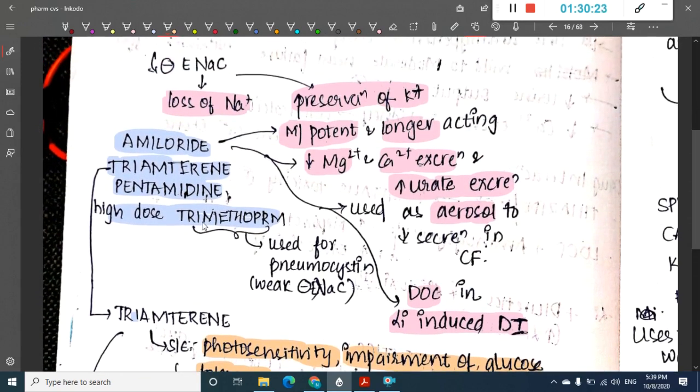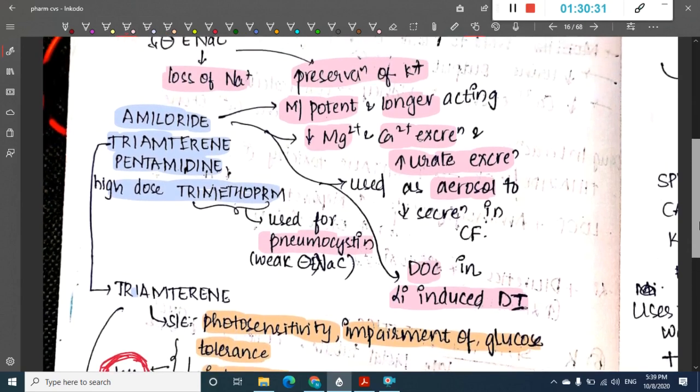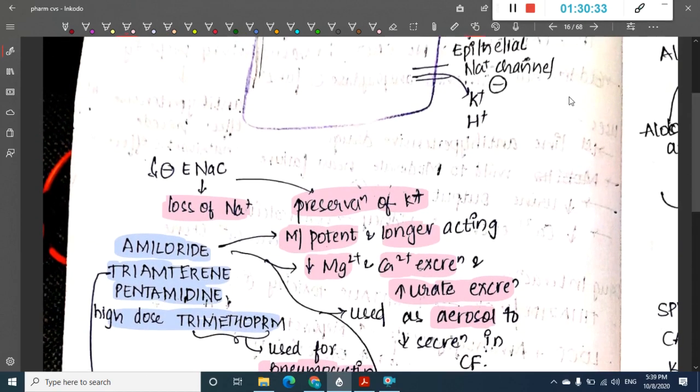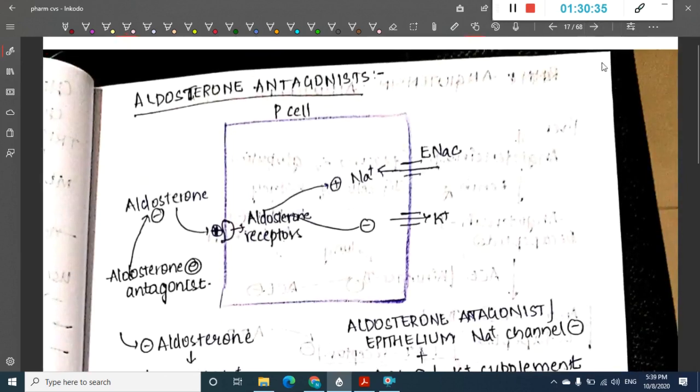Trimethoprim, if you see, high dose trimethoprim is used for Pneumocystis. So these are the different side effects and uses of these potassium sparing diuretics.